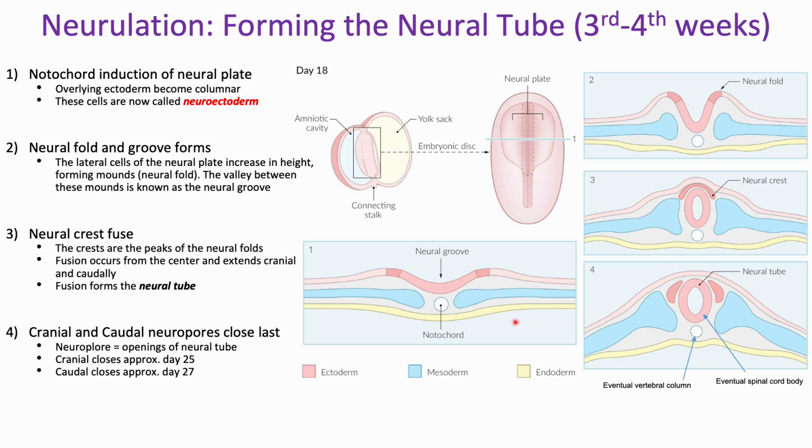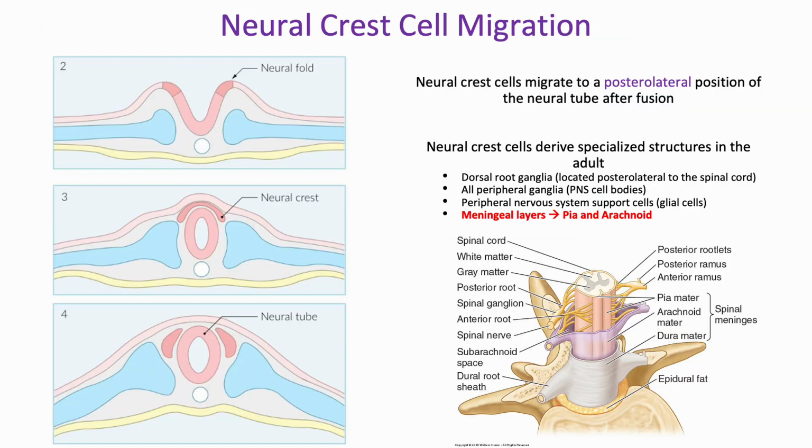Now, this fusion doesn't happen all at once. So what I want to point out is this fusion happens in the midline. So it starts right in the middle of the back, and then it's going to extend cranially towards the head, and it's going to extend caudally towards the rear. So the cranial end is going to close first, and that's going to happen around day 25 of development, whereas the caudal pole should close around day 27. Right? And when we have these spaces that are open before they fully close, we're going to call those neuropores. So the neuropores close at day 25 cranially and day 27 caudally in a normal developing human.